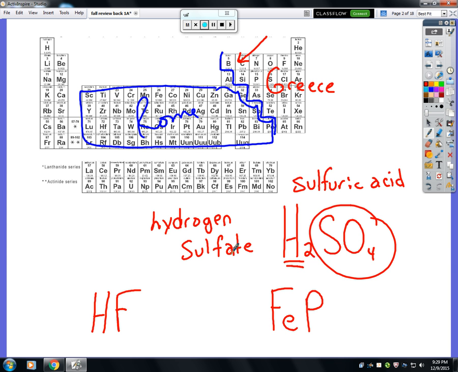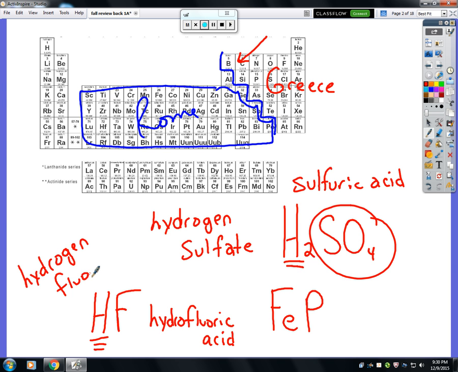What's this one? Oh, look, it's an acid also because it begins with H. And so the acid for this, if you named it correctly, would be hydrofluoric acid. But again, for this assessment, for the fall review, we're not going to worry about acids. But you would be able to name it hydrogen fluoride.